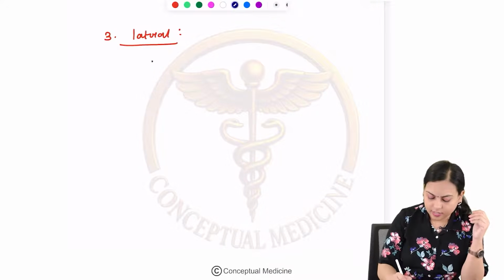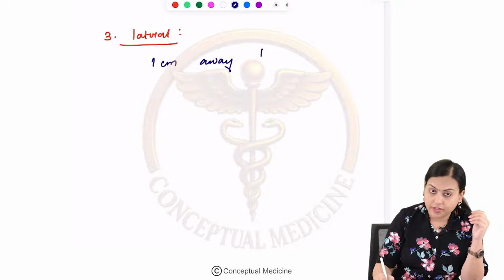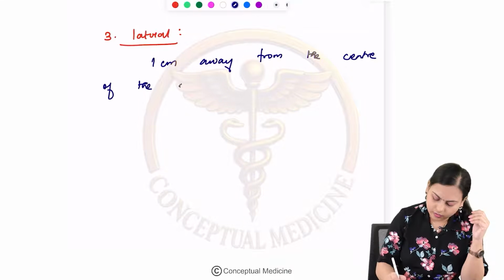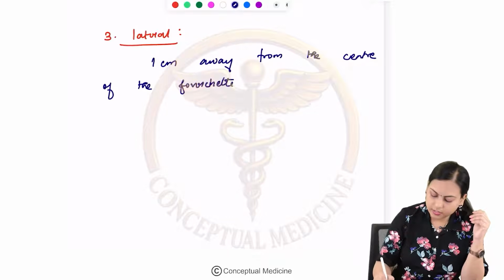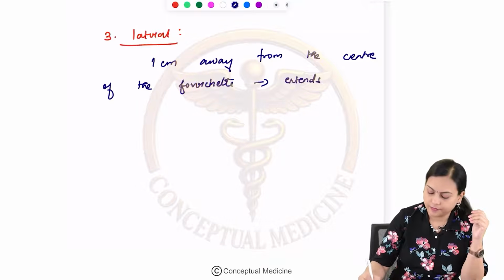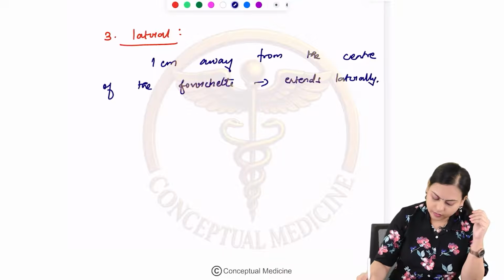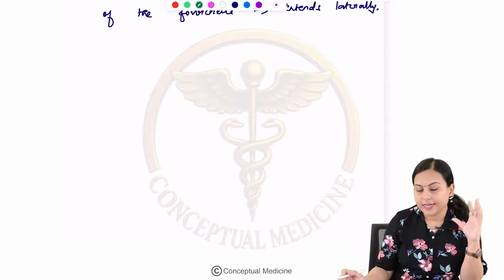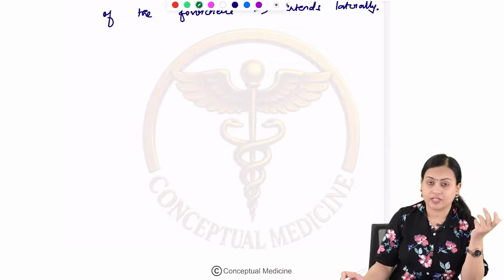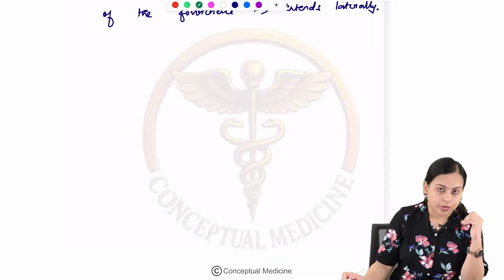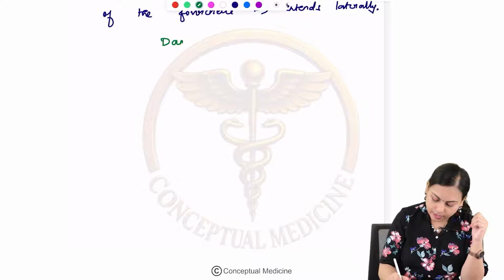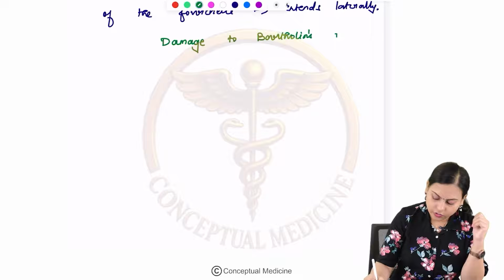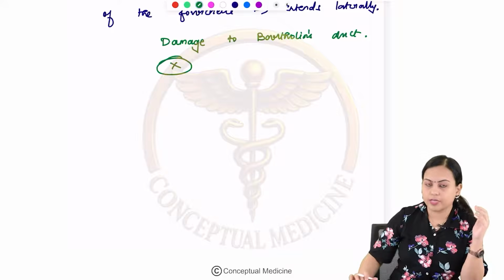And then we have the lateral episiotomy. This incision starts 1 centimeter away from the center of the forehead and extends laterally as well. But while giving a lateral episiotomy, you have to understand that there are many disadvantages, including damage to the Bartholin's duct, which can be a drawback. So this is not permitted at any time.